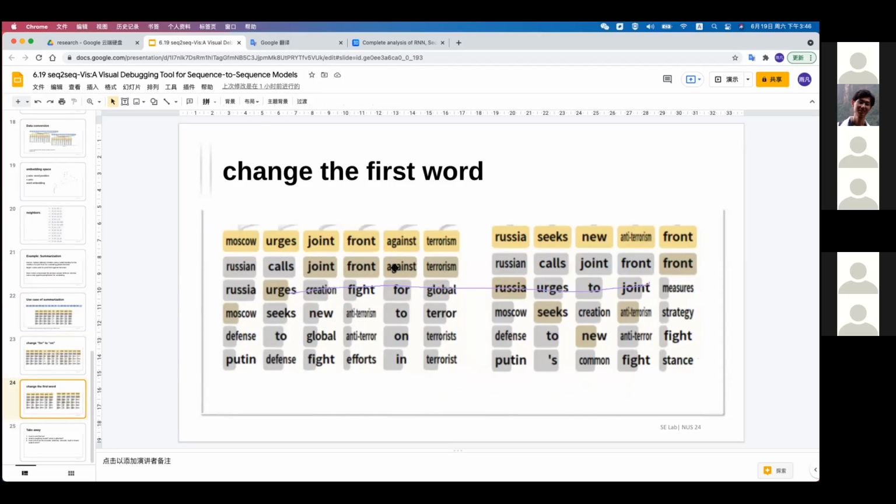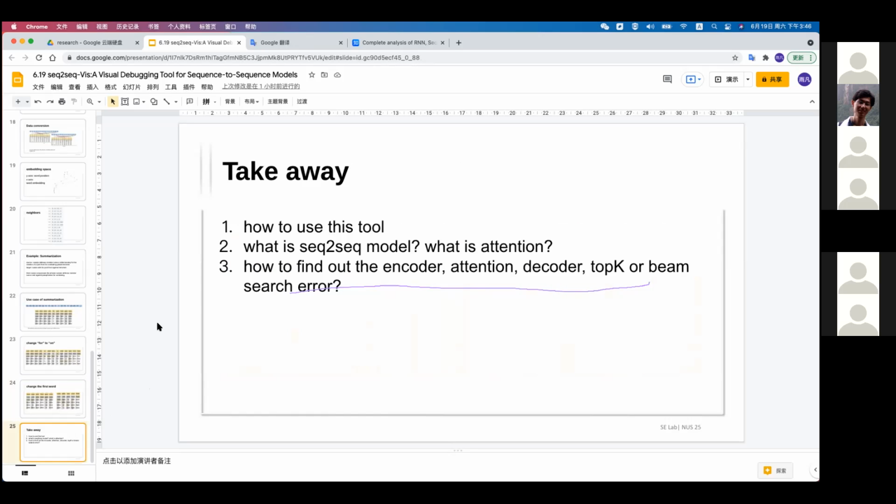So you can change the word to get a different result. Okay, so this is the tool. And I just introduced how to use this tool, and I gave a short review of the sequence-to-sequence model and the attention mechanism. And then I introduced how to find the encoder attention, decoder top K, and the beam search error. That's all for today's presentation.